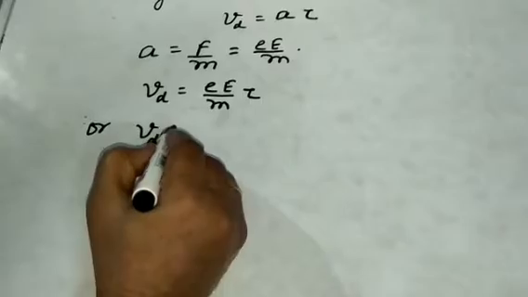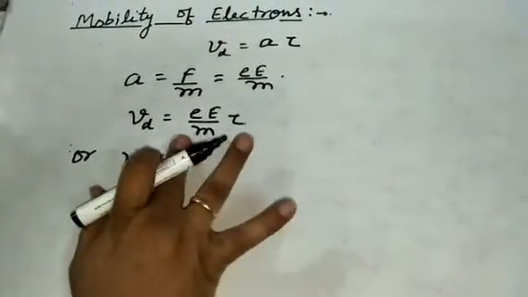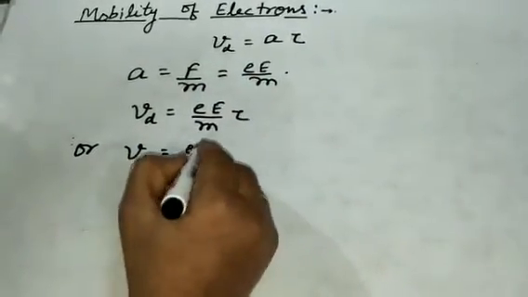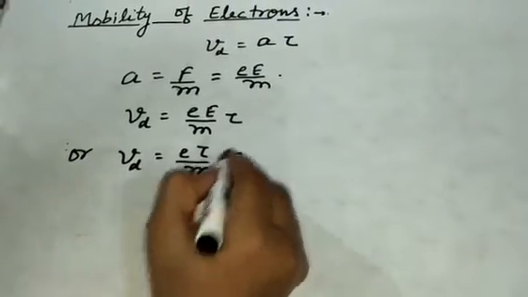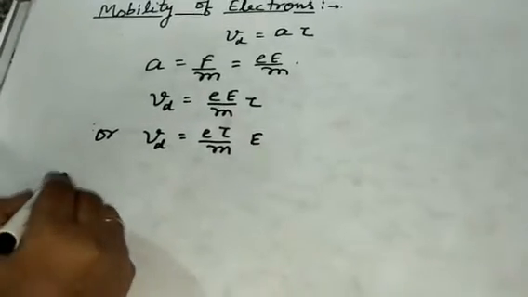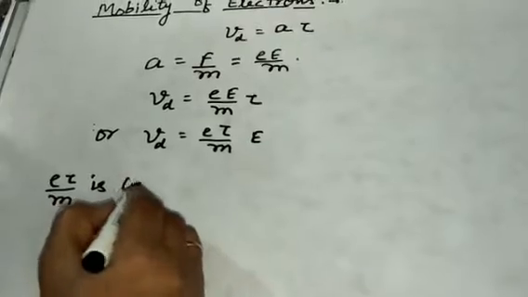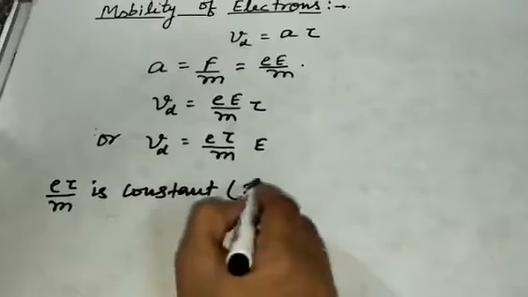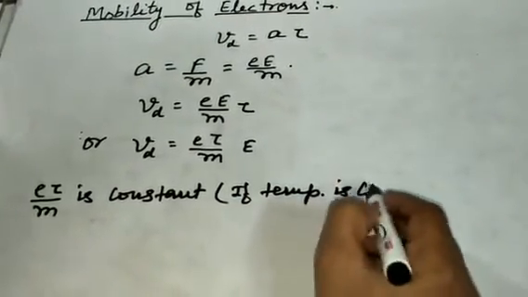Or we can write Vd is equal to e tau upon m into E. Actually, e tau upon m is constant if temperature is constant.